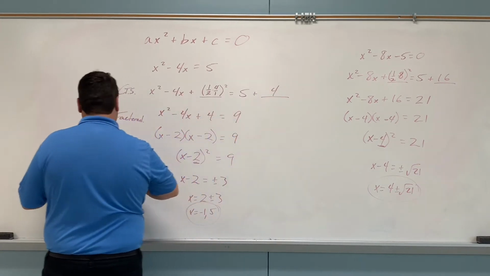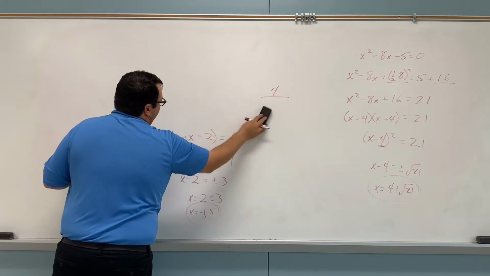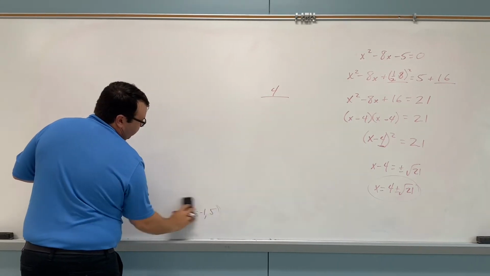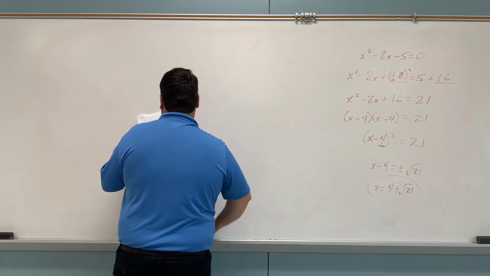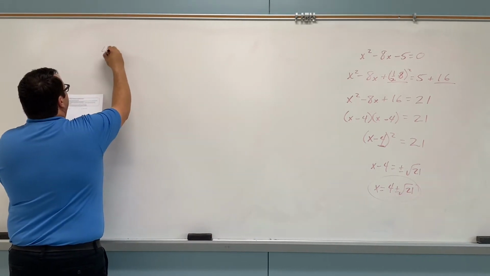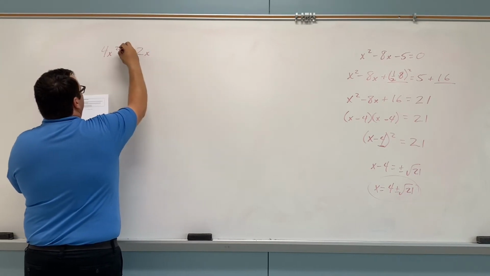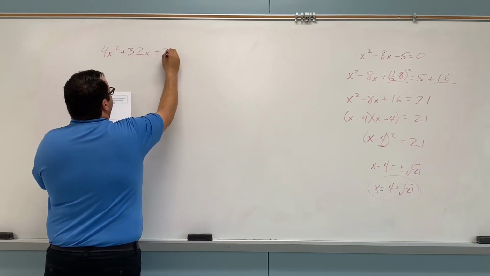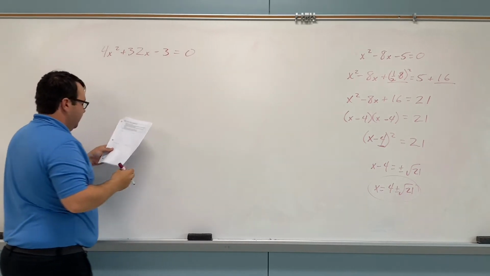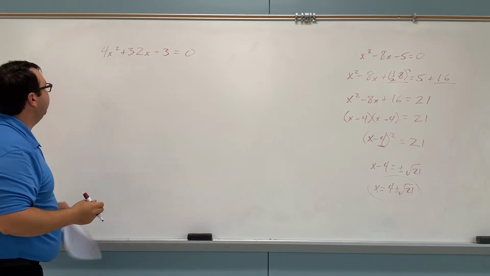Let's try another one. I just want to prove a point here. Not really, I actually want to go through examples. That way you can see how it's done. So this next problem is 4x squared plus 32x, excuse me, minus 3 is equal to 0. Yep, looks right to me.